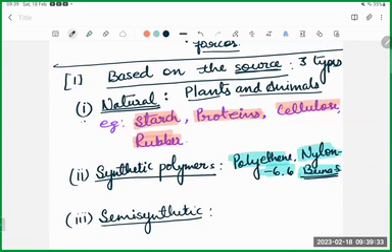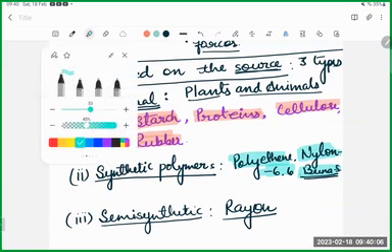So semi-synthetic polymers are basically derived from nature, but by chemical process, chemical modification, right? So the source will be nature, but later they undergo chemical modification. So cellulose on acetylation gives cellulose diacetate. So basically, this is the compound which is used in rayon thread formation. So rayon can be taken as the best example. Okay. So this is about the source.